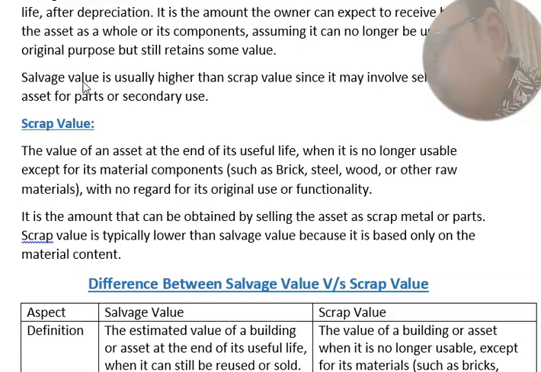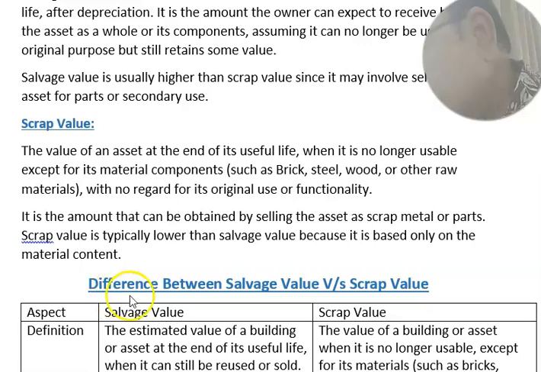In salvage value, you can sell in components. Say one steel truss is there. So many steel trusses are in godowns and warehouses. You can remove the steel truss and sell it in the market, and another buyer can use the steel truss for another purpose. In scrap, it is not possible. It is the amount that can be obtained by selling the asset as scrap metal or parts. Scrap value is typically lower than the salvage value because it is based only on the material and contents.